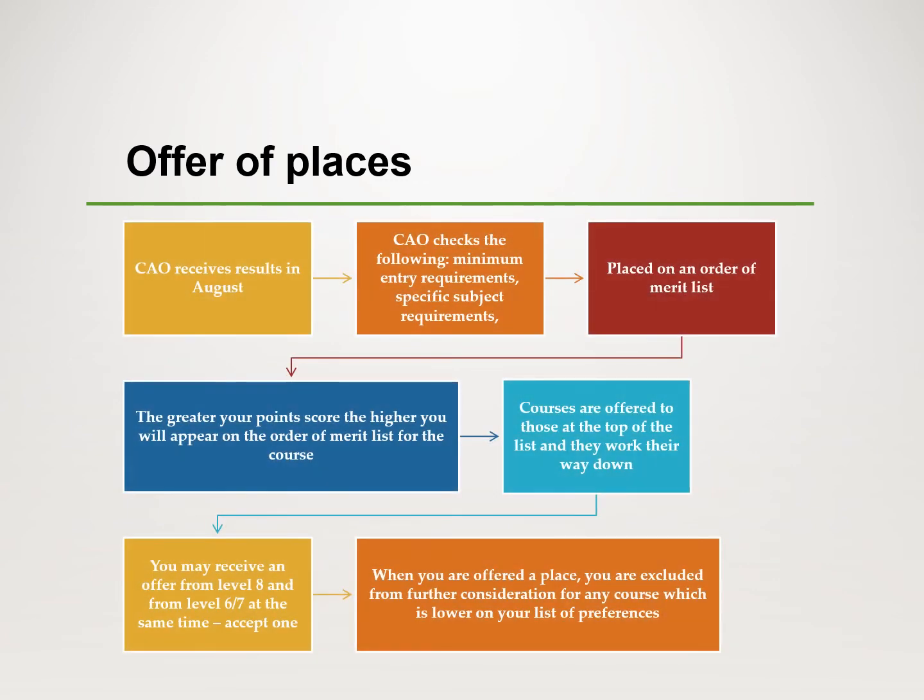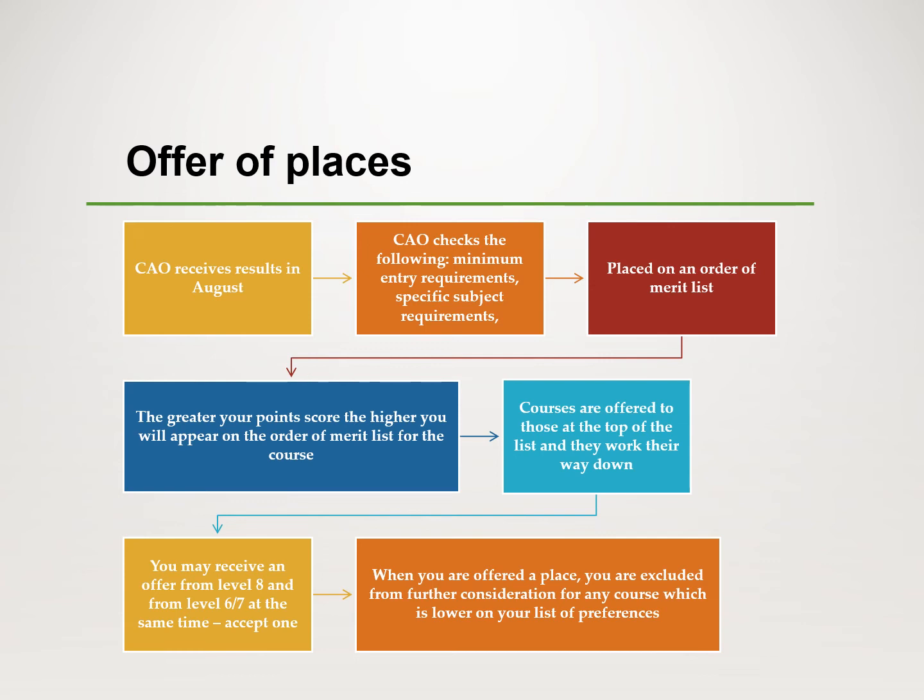Offer of places. The CAO will receive your results in August. The CAO will check the following. Have you met the minimum entry requirement for your course, a specific subject requirement? They will calculate your points. You'll be placed on an order of merit list according to your points. So the greater your point score, the higher you will appear on the order of merit list for the course. Courses are offered to those at the top of the list and they work their way down.